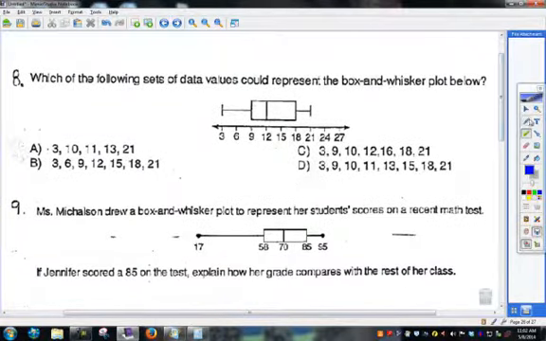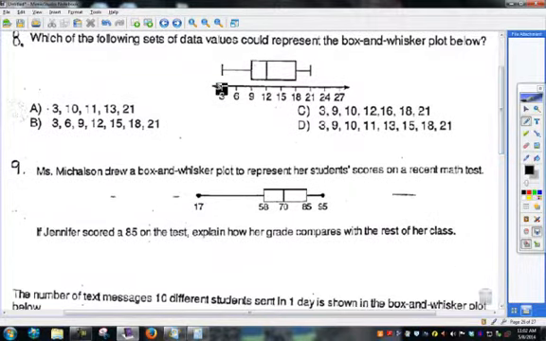Okay, do a couple of these. Which of the following sets of data values could represent the box and whisker plot below? Okay, so first thing I do is I go through here and I find all my 5-number summaries. So I know my minimum is 3. I know that my Q1 is 9. I know that my median is 12. I know that my Q3 is 18, and I know that my maximum is 21.